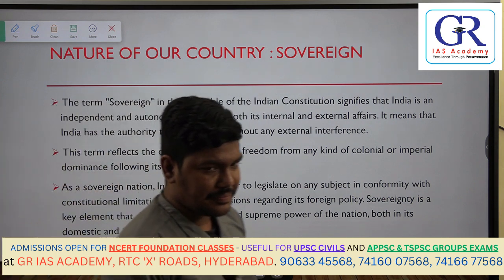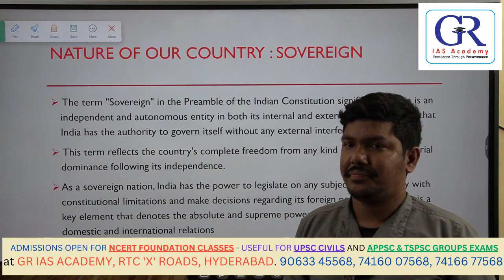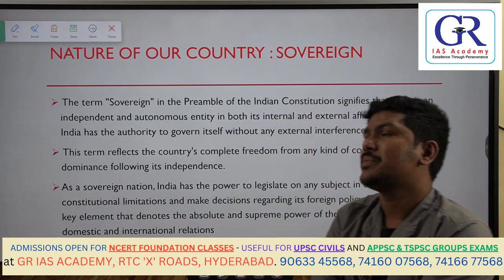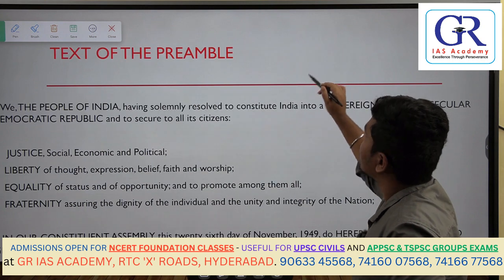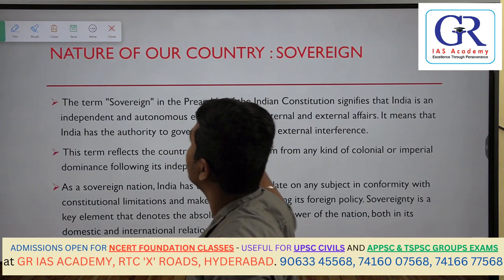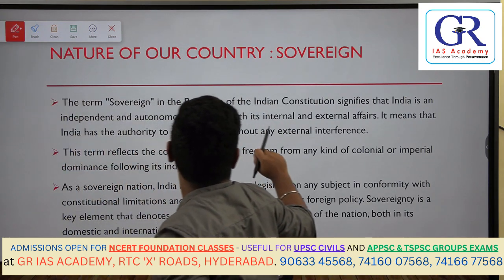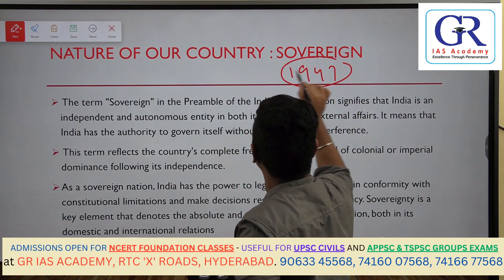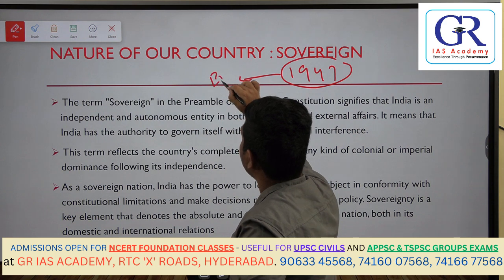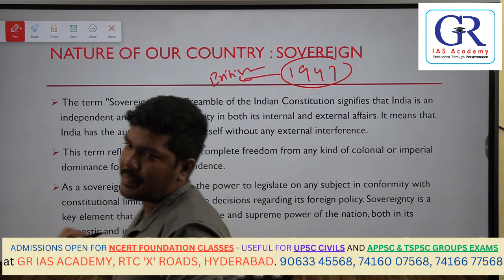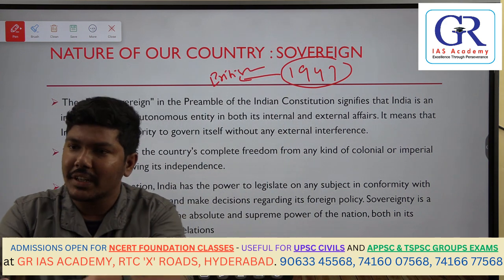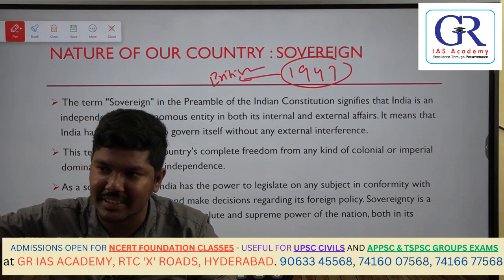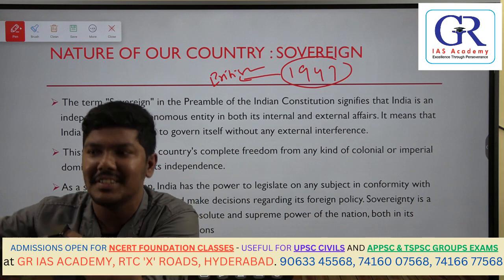First of all, sovereign. What is sovereign? Sovereign means that up till 1947, prior to 1947, we were under the control of the British. Whatever decisions were required for our country, who used to take them? The British used to take them. We didn't have any say. On behalf of us, they would take them.